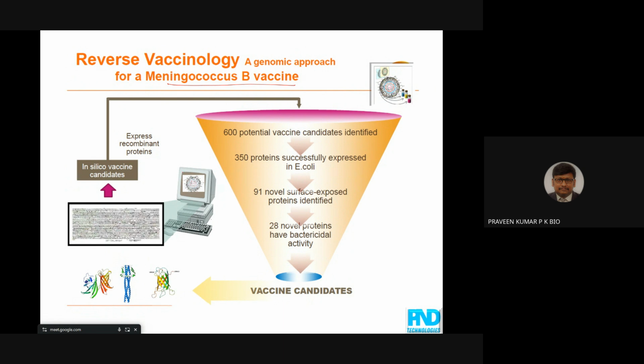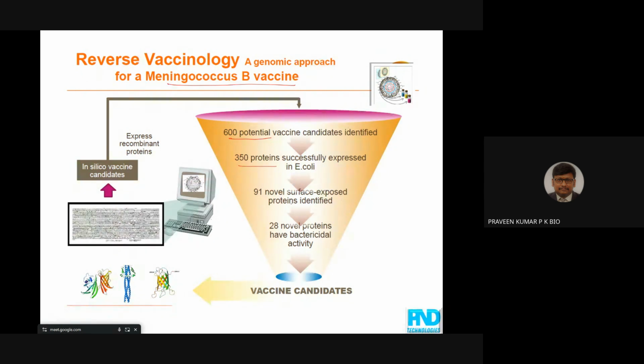So how was this vaccine discovered? Initially, we looked at proteome databases linked with structural data, protein databases, and came up with around 600 potential vaccine candidates. From these 600, we used a strategy to see how many proteins can be successfully expressed in E. coli. For a small scale, no problem, but if you want to treat a major population, we have to go with recombinant production. Out of 600 potential candidates, only 350 proteins were successfully expressed in E. coli.